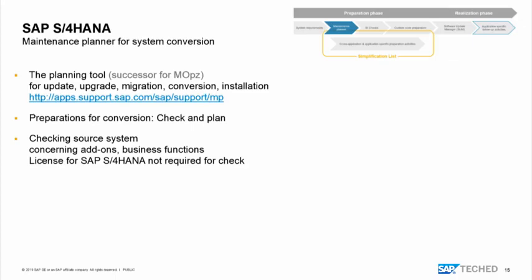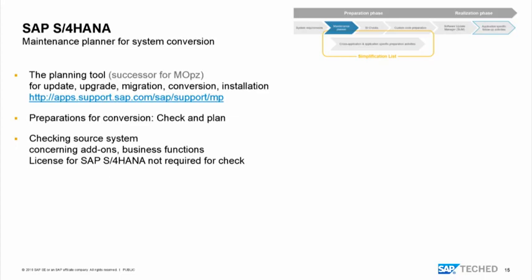You can run this check very early, maybe before the decision has been taken to do the conversion to S/4HANA, and you can get an understanding of, for example, the add-ons. That's important because, sorry, I have to repeat it several times, add-ons may be an influencing factor for the project, especially add-ons from partners. So first, checking the source system on component level, business functions and add-ons.